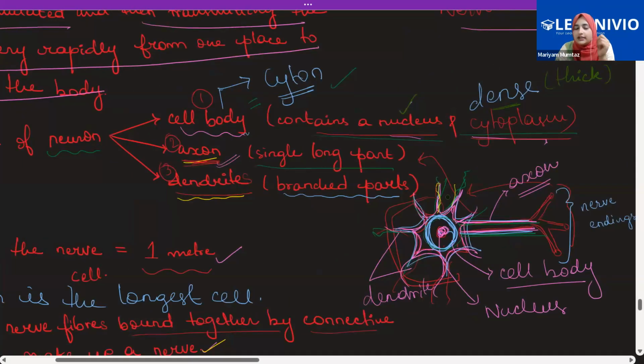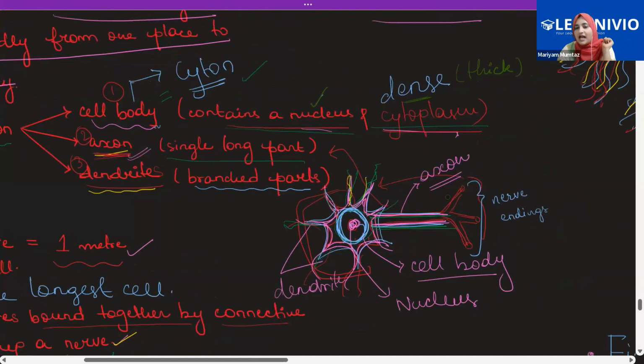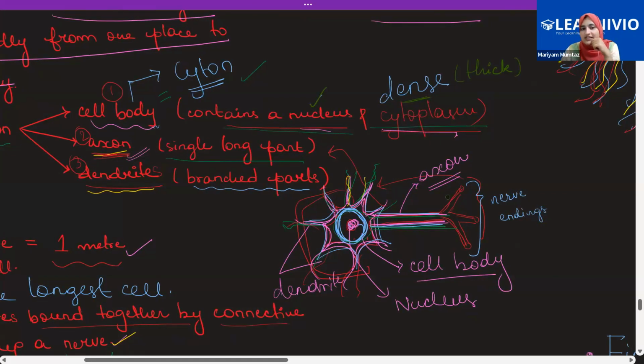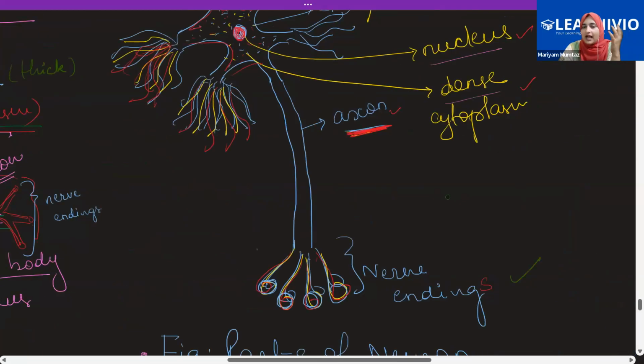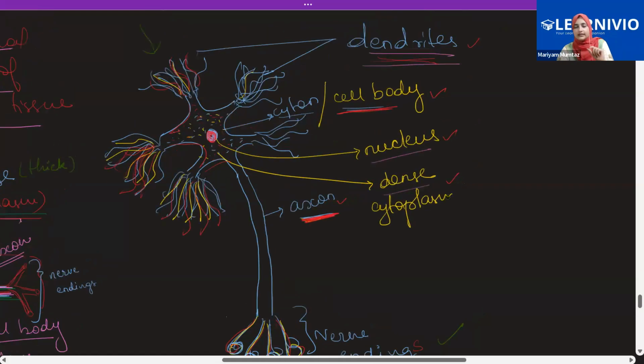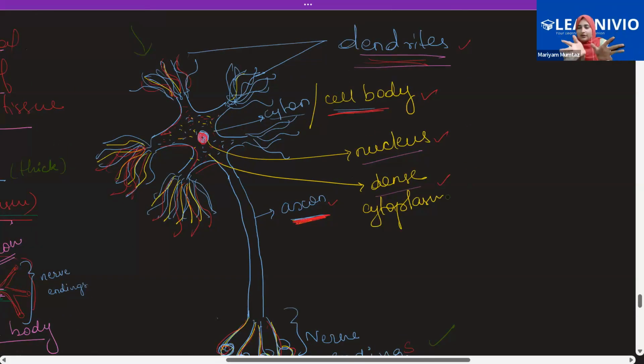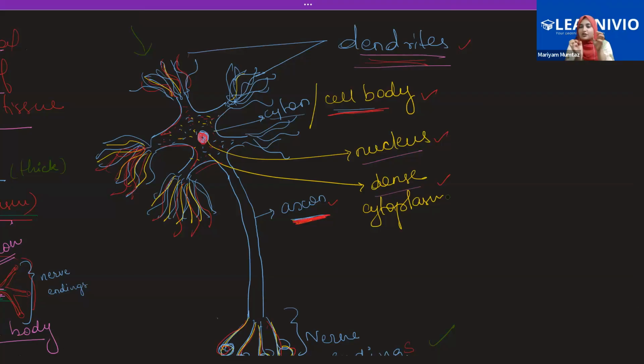The second, long portion that comes out of the cell body is the axon, which is the single long part. And all those branches that come out of the cell body are called the dendrites. If you imagine how the transmission would happen, the dendrites are all around. Whenever information has to be sent from one neuron to another, the dendrites catch the information and bring it to the cell body. From the cell body, it moves down the axon and is then dispersed to another neuron.